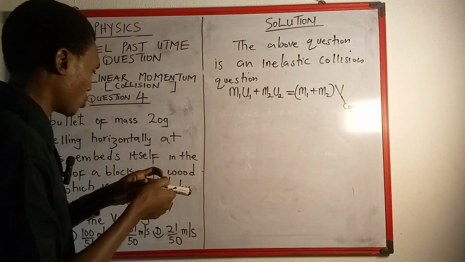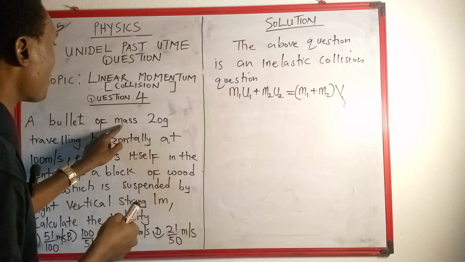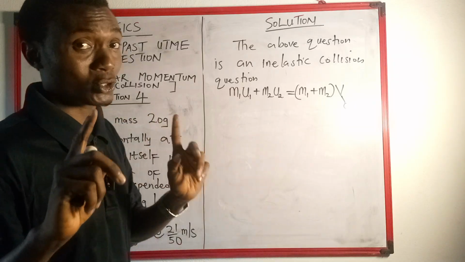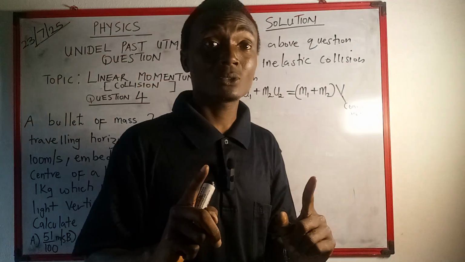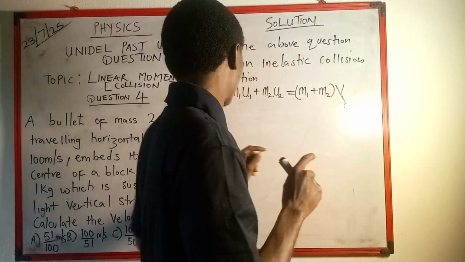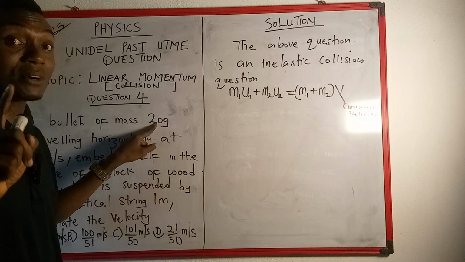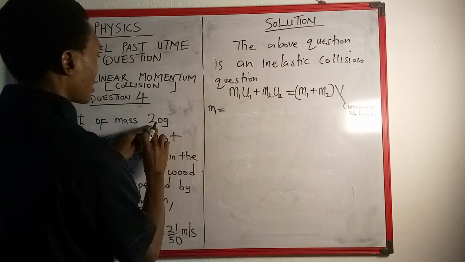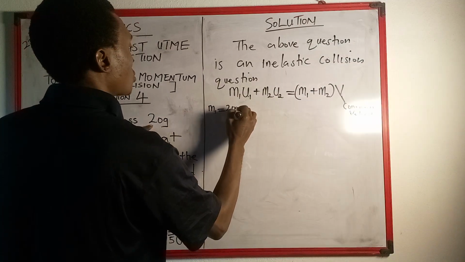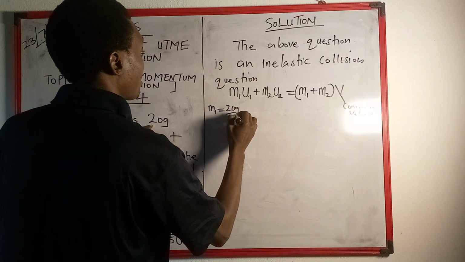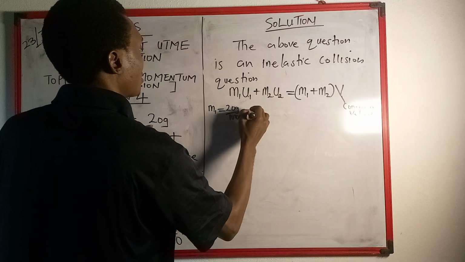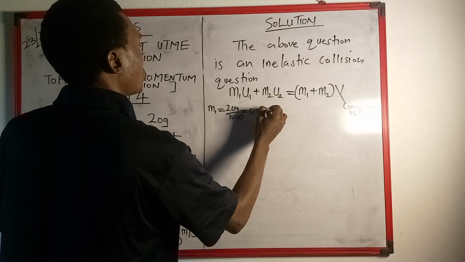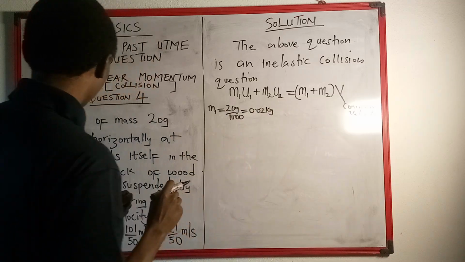Now let's go back to the question again. A bullet of mass 20 gram. In physics, we don't use gram to solve; instead, we use kilogram. So we have to convert it. M1 is 20 gram, so divide by 1000, and you're going to have 0.02 kilogram.